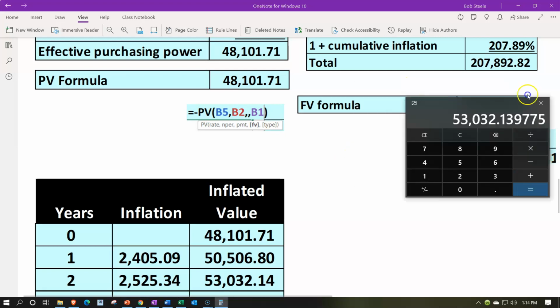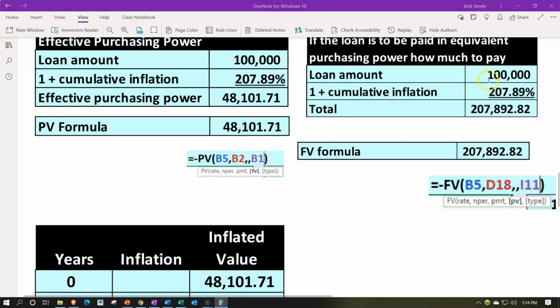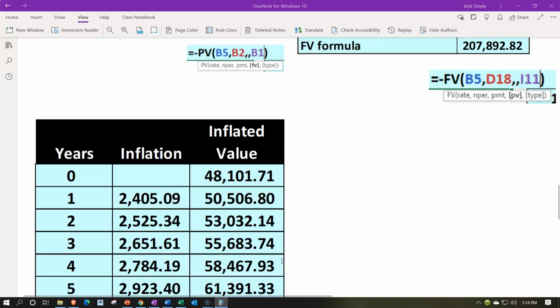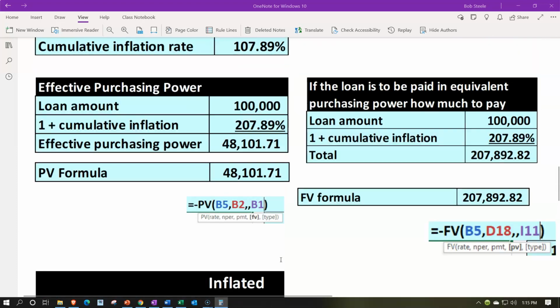You could set up a similar table here, and if I said the starting point was at the 100,000, and then I did the same calculation in a table format, you'd get to the end result here in terms of a table to be the end point of the 207,892.82.